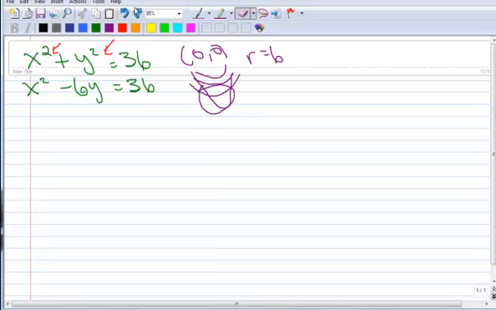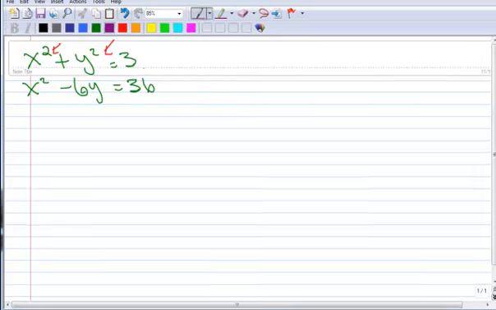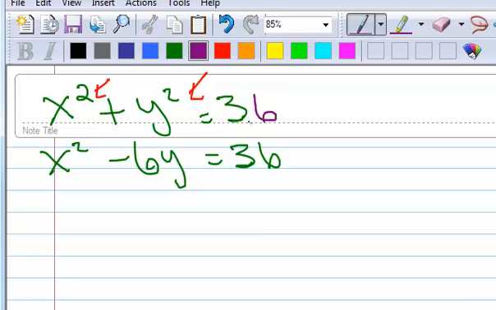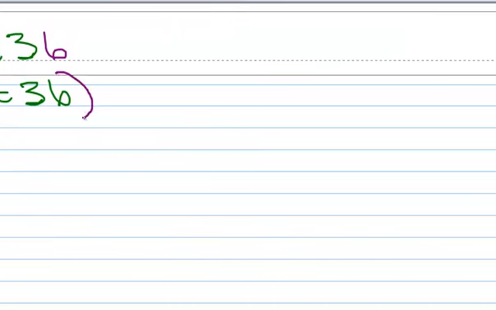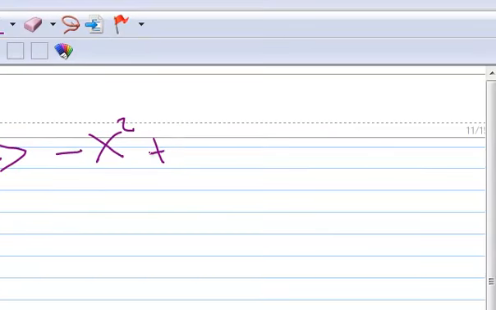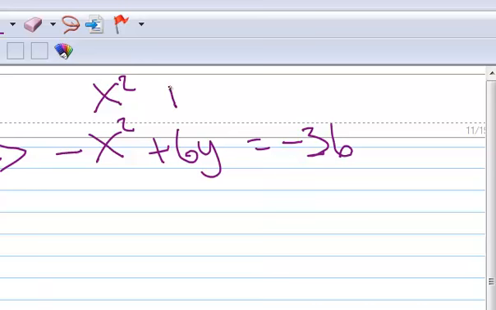And I am going to solve this one with elimination, because I see that I have a positive 1 here and a positive 1 here, so all I'm going to do is take one of the equations and multiply by -1. So let's do that. That gives me a negative x squared. Negative and negative is a positive, so plus 6y equals negative 36. And then I'm just going to recopy the top equation over here. There we go. And now let's add them up.